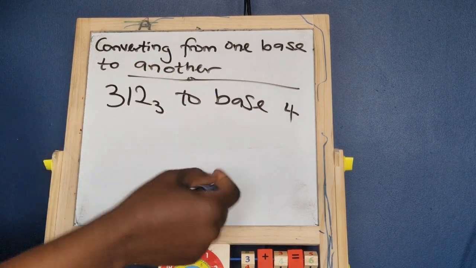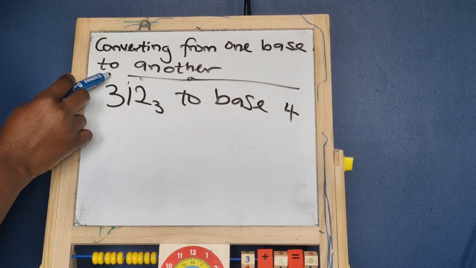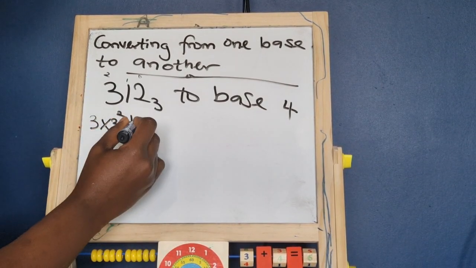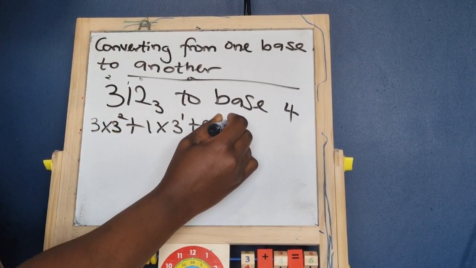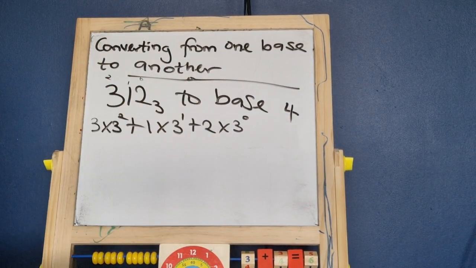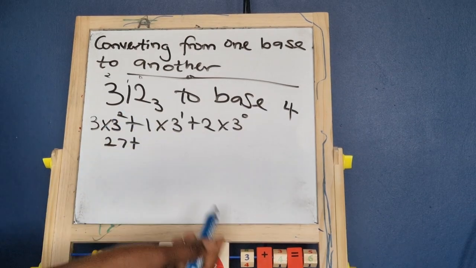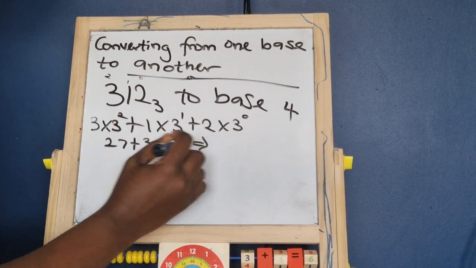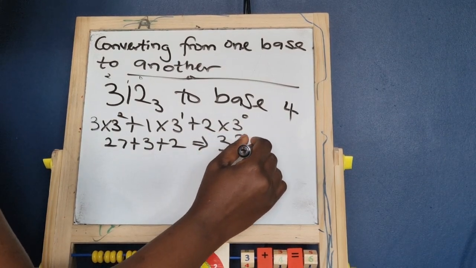That's the expansion format, such that this is raised to power 0, this will be raised to power 1, and this will be raised to power 2. So we would have 3 times 3 raised to power 2 plus 1 times 3 raised to power 1 plus 2 times 3 raised to power 0. So 3 squared is 9, 3 times 3 is 9, then times 3 gives 27, plus 3 raised to power 1, that's 3, 3 times 1 is 3, then plus 2 times 1, 2. So this gives 27 plus 3, that's 30. 30 plus 2 is 32 base 10.